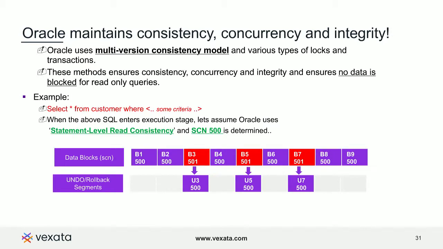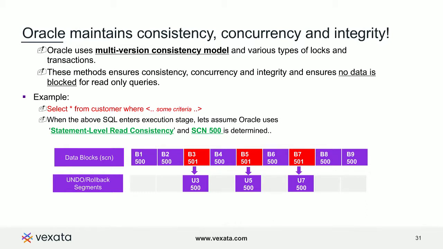So let's see a quick example. Let's say a user runs select star from customer where some criteria. When this SQL enters the execution stage, let's assume for this example, Oracle uses the statement level read consistency algorithm. The statement level read consistency algorithm requires an SCN. SCN stands for system change number. So let's consider for this example it requires SCN 500. Also consider the SQL requires 9 blocks with the SCN 500.